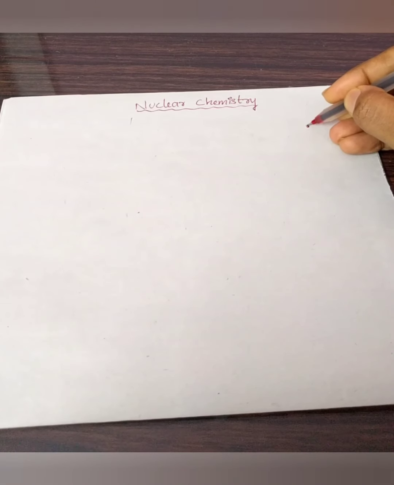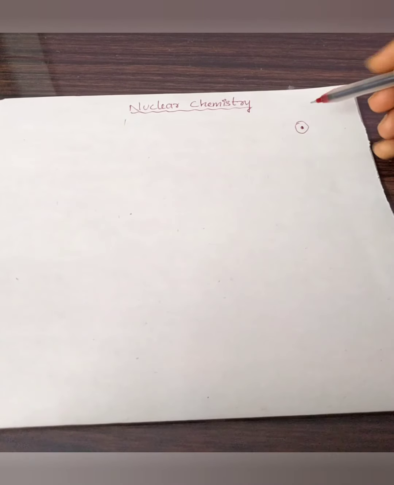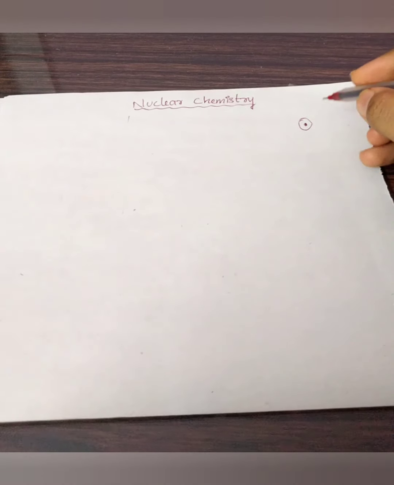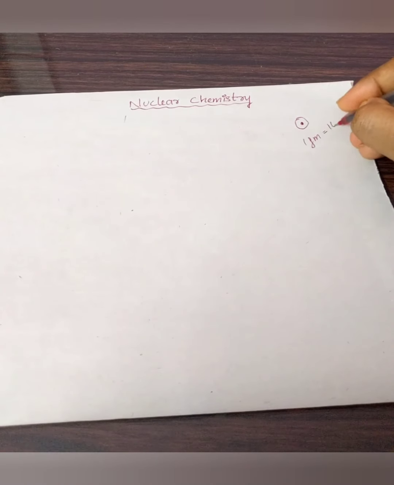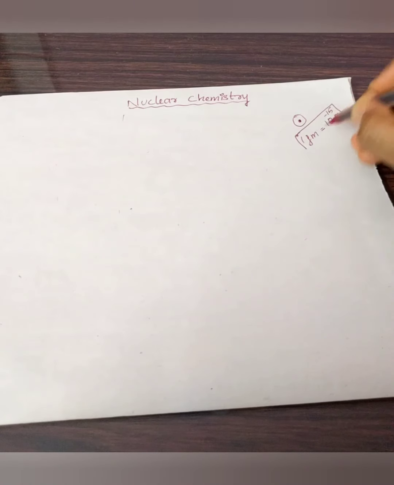First we'll see some fundamental details about the nucleus. Every atom has a tiny central core portion. So imagine this is an atom. This tiny central core is known as the nucleus, and the radius of the nucleus is of the order of a femtometer, and 1 femtometer is almost 10 to the power minus 15 meter. This is the relation of a femtometer with meter. So we can say that an atom is almost 10,000 times larger than the nucleus.